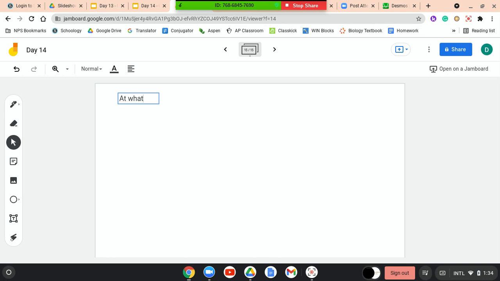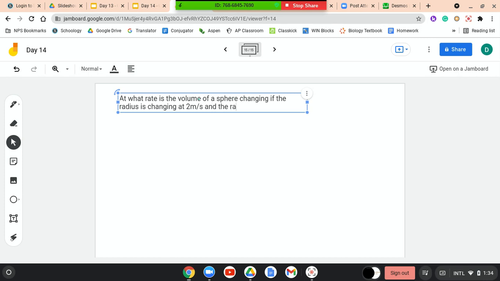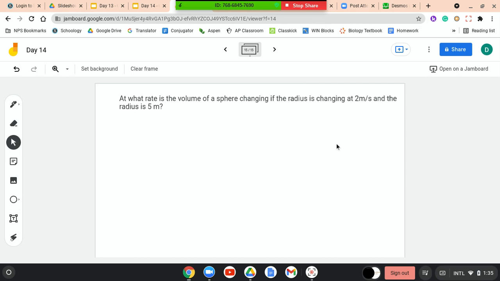Okay, so let's say I was asked a problem. At what rate is the volume of a sphere changing if the radius is changing at 2 meters per second and the radius is 5 meters? Before we did that problem, you'd be like, how would I solve that? But with our answer, we found an equation for what the rate of volume is, dv over dt.